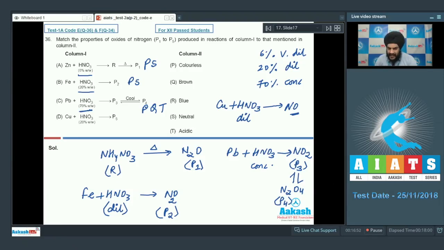Let us look at the D option now. The product P5 formed was NO. NO is also a colorless gas and NO is also a neutral oxide. So we have the D option matched with P and S as well. So this is the correct match for question number 36. Let us look at the next question.